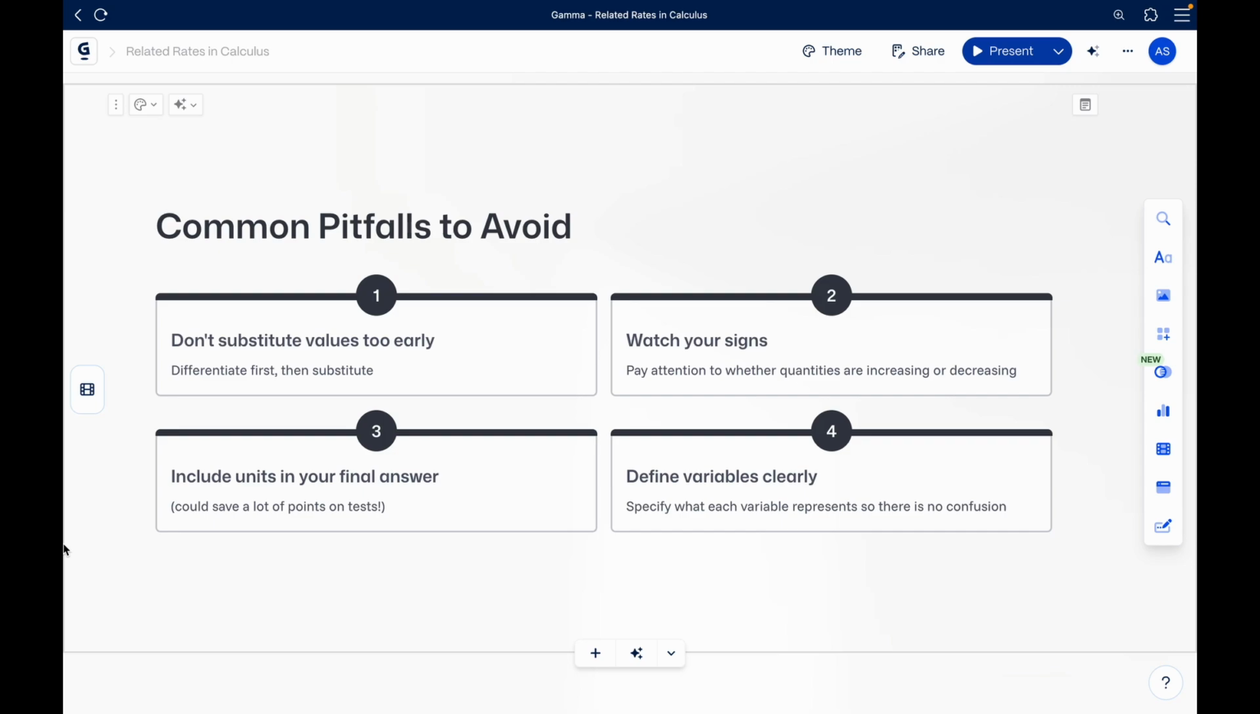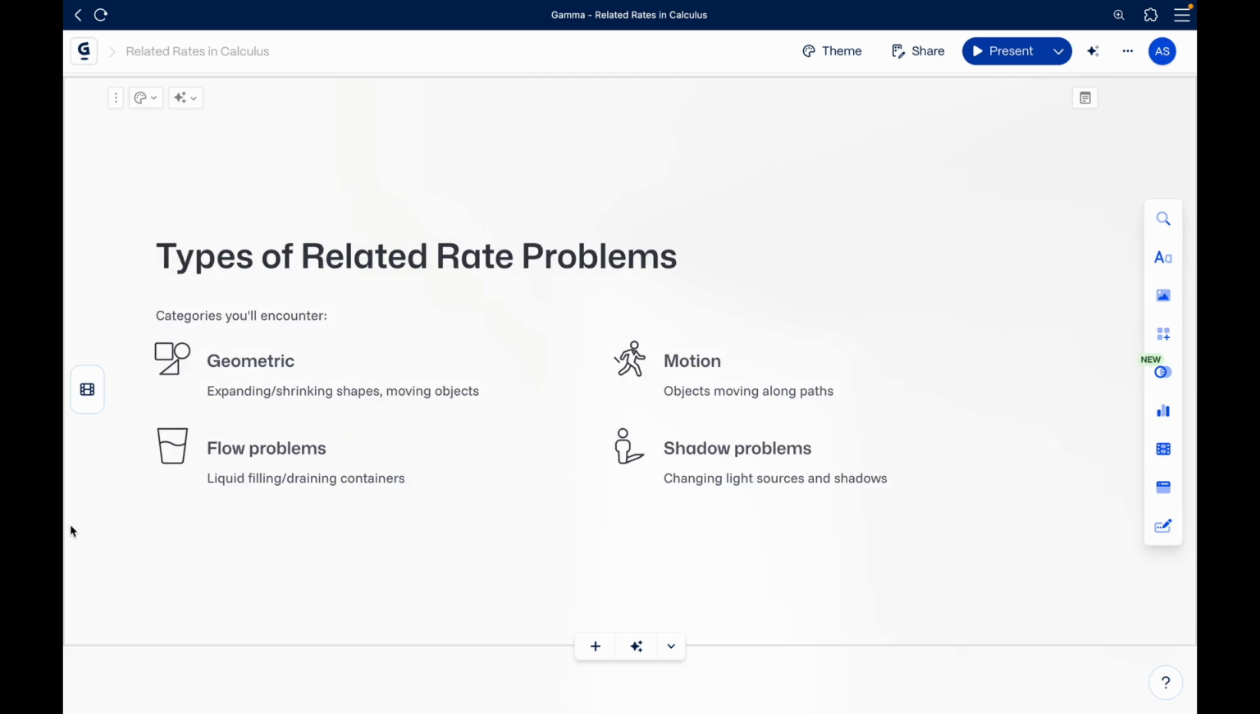Specify what each variable represents so there's no confusion on whether this variable means this or that. Now there are a few main types of related rates problems, and that's what I was talking about explaining later in the video. So the first is geometric, where we have expanding or shrinking shapes, or moving objects, or just anything that has to do with scale. The second is motion, objects moving along paths relative to each other.